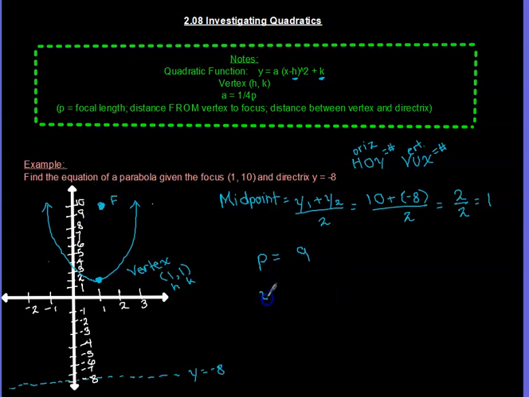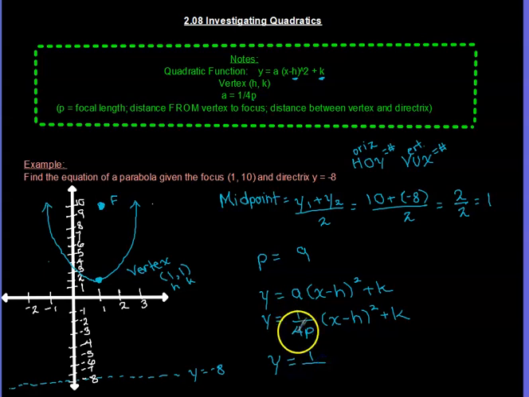So now that I have that, I'm going to write my equation for a parabola. And I'm just going to note underneath this that a is 1 over 4p, since I have the value of p. And I'm going to plug everything in. So y equals 1 over 4 times p. p is 9, so 4 times 9 is 36. And then (x minus h), which is 1, squared, plus the k, which is the y value of the vertex, which is also 1. And there is your equation of a parabola. I hope this helps, guys.